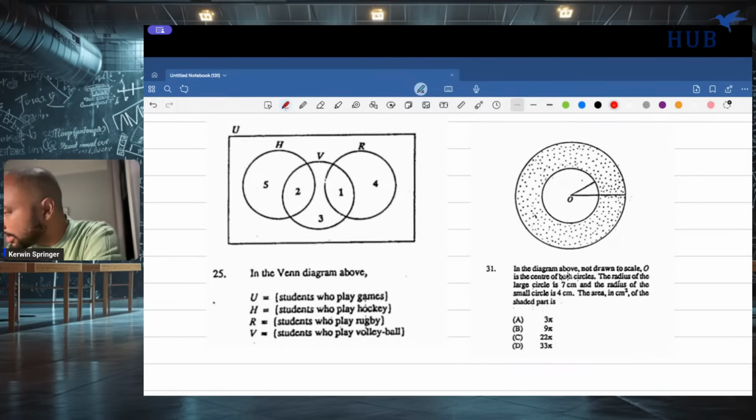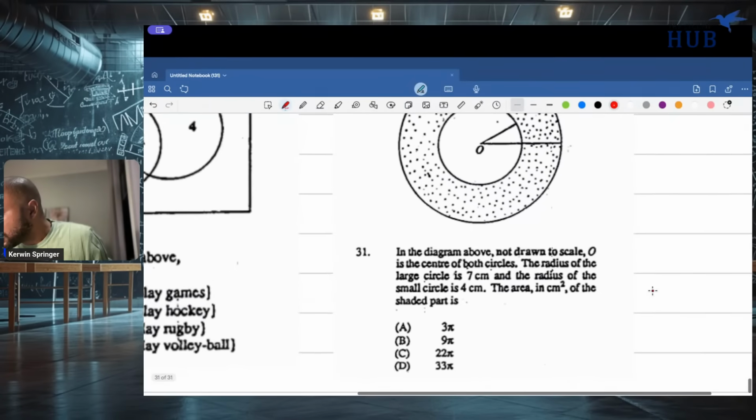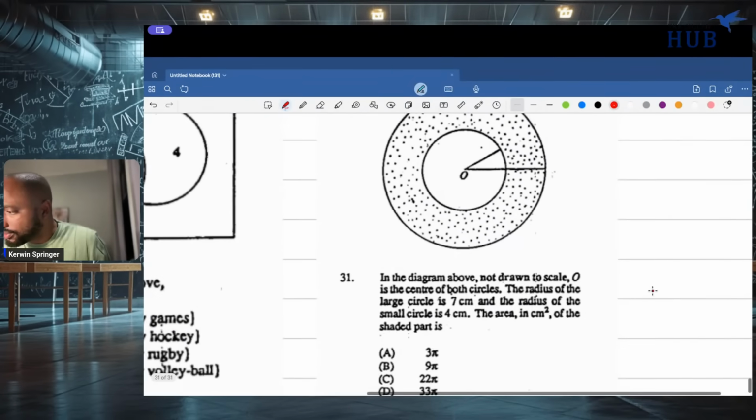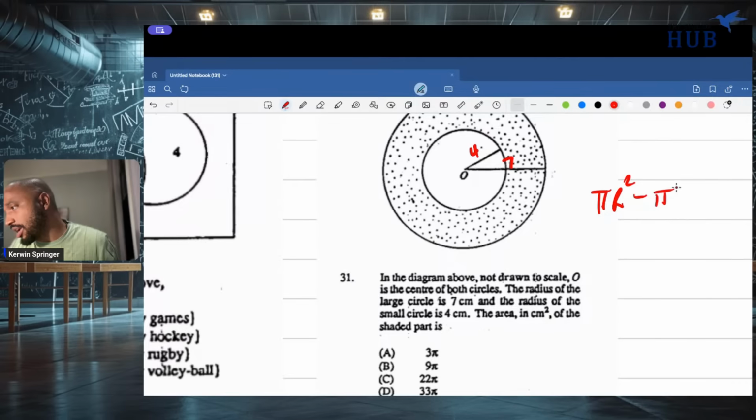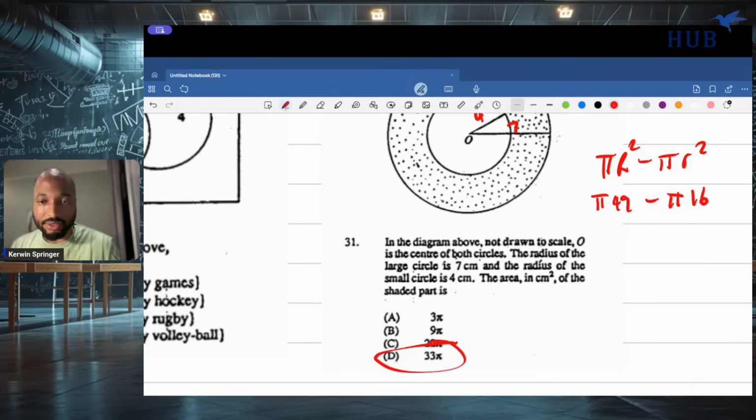So in the diagram above, not drawn to scale, O is the center of the radius, the area of the shaded part. So we have the radius of the small circle is 4, the radius of the large circle is 7. So it's pi r squared minus pi r squared. So pi by 49 minus pi by 16. So really 49 minus 16, 33. 33 pi is the answer.